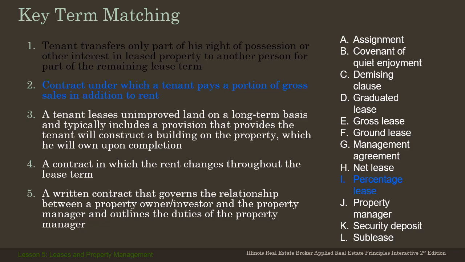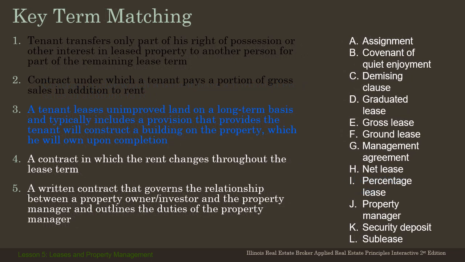Number 3, a tenant leases unimproved land on a long-term basis and typically includes a provision that provides that the tenant will construct a building on the unimproved land, which the tenant will then own when the completion of the building is done. So this would be a ground lease, where essentially that tenant is a ground tenant. He's simply leasing the ground and then he's putting a building on it.